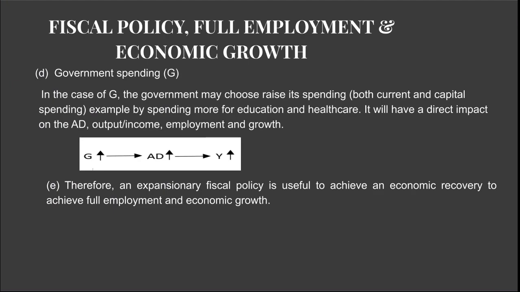So you can see when the government increases the government expenditure, the AD will increase, because AD equals C plus I plus G plus net exports. So as the G increases, the AD increases. As the AD increases, the Y increases. As the Y increases, the level of employment rises. So the government's act of cutting down the tax or raising the G means the government is trying to implement expansionary fiscal policy.